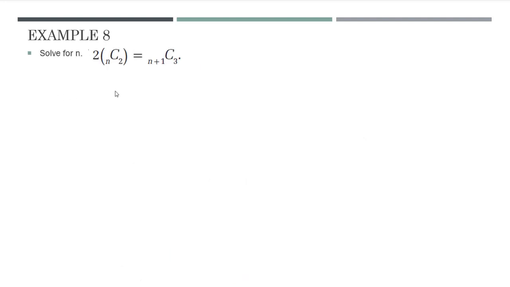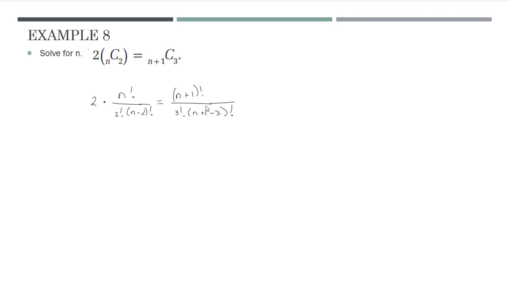I want to take a look at one last equation like this where we're solving for n. So we have 2 times n choose 2 is equal to n plus 1 choose 3. So I'm going to use my combination formula right away. So it's going to be 2 times n factorial divided by 2 factorial and then n minus 2 factorial. And that's equal to n plus 1 factorial all over 3 factorial. And then here we have n plus 1 minus 3 factorial.